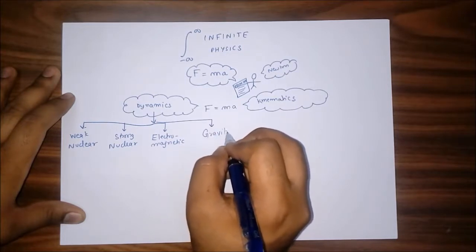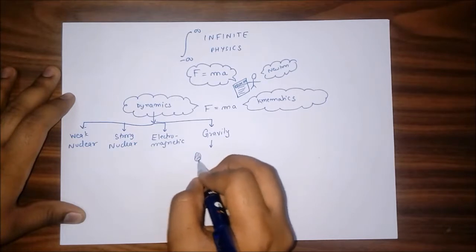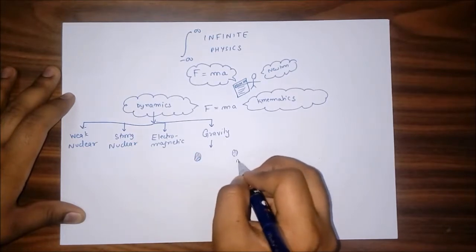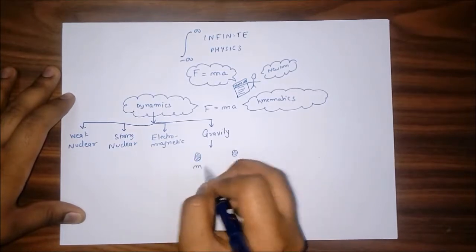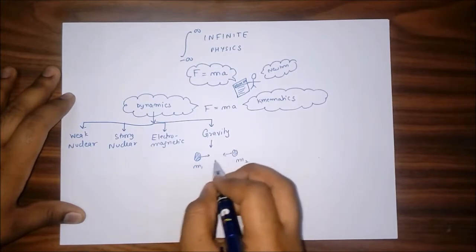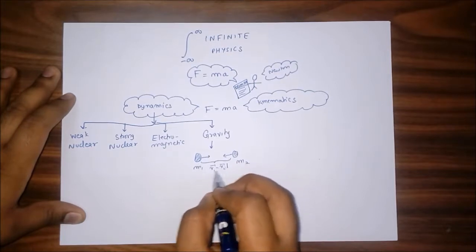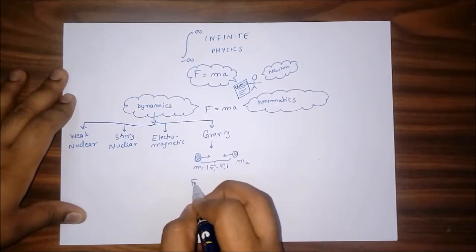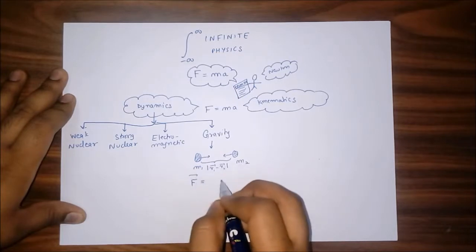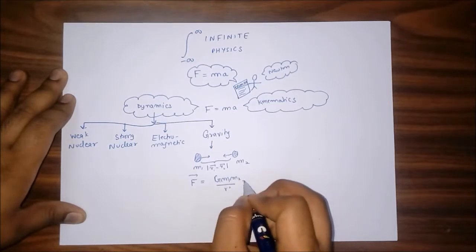The most basic force: Newton said that any two objects having masses m1 and m2, with position vectors r1 and r2, experience a force equal to G m1 m2 upon r squared, r hat. So it's a central force and it's always attractive.